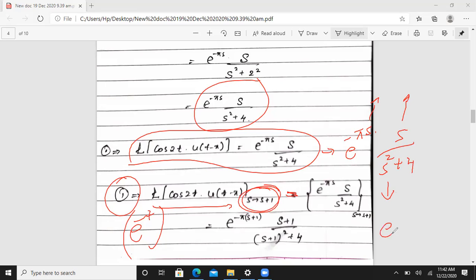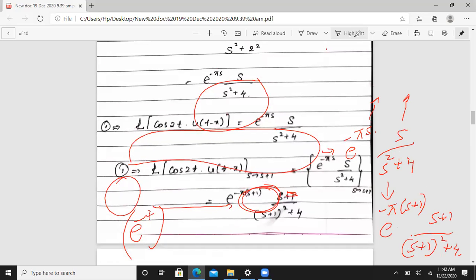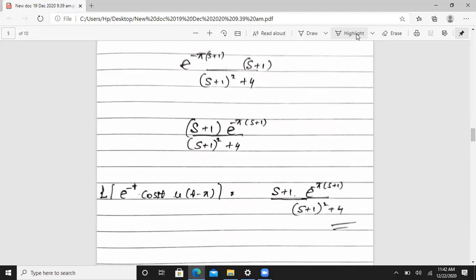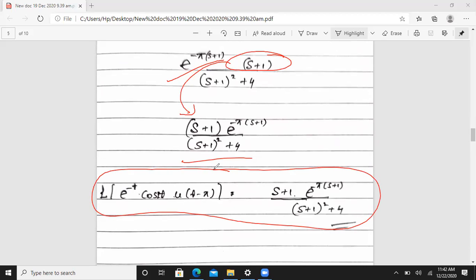It is e to the power minus pi into s plus 1 into s plus 1 divided by s plus 1 whole square plus 4. Okay, and now we simplify this function. When we simplify, no need to simplify this function further, we will write it directly: s plus 1 into e to the power minus pi into s plus 1 divided by s plus 1 whole square plus 4. And your final resultant answer is Laplace transformation of e to the power minus t cos 2t into u of t minus pi is equal to s plus 1 into e to the power minus pi into s plus 1 divided by s plus 1 whole square plus 4.